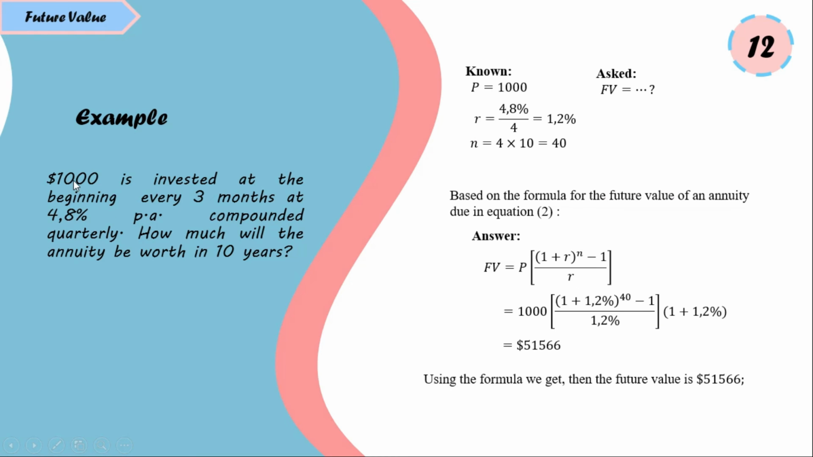Okay, example: $1,000 is invested at the beginning of every 3 months at 4.8%, compounded quarterly. How much will the annuity be worth in 10 years? Known P, R, N. How much is the future value? Based on the formula of the future value of annuity due in equation 2, we can get the future value is $51,566.